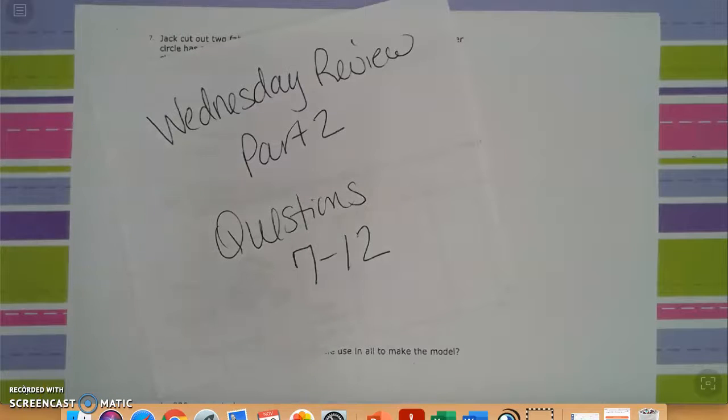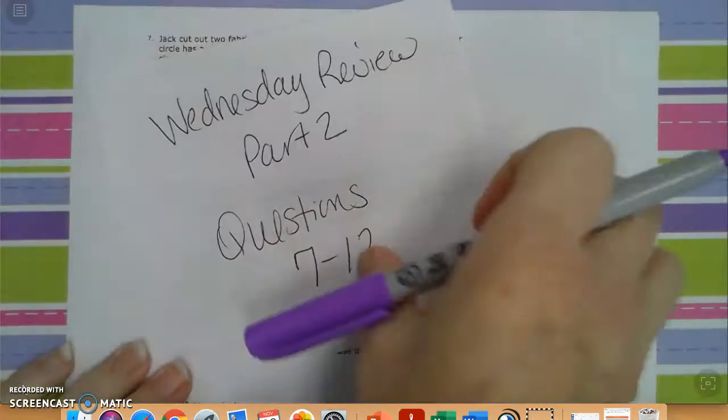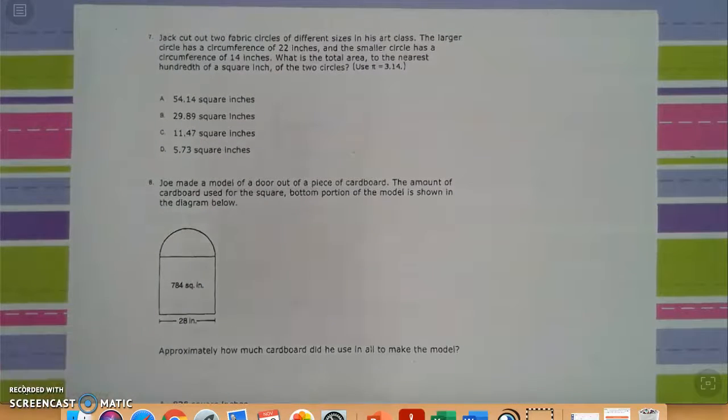Okay, this is part 2 of our Wednesday questions. It's number 7 through 12. So let's get started. It says Jack cut out 2 fabric circles of different sizes in his art classes. The larger circle has a circumference of 22 and the smaller has a circumference of 14. What is the total area?